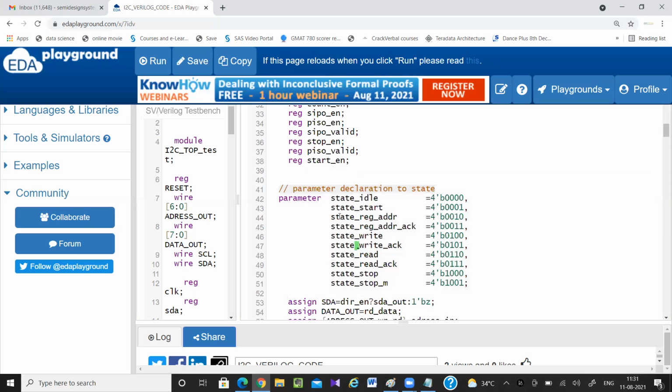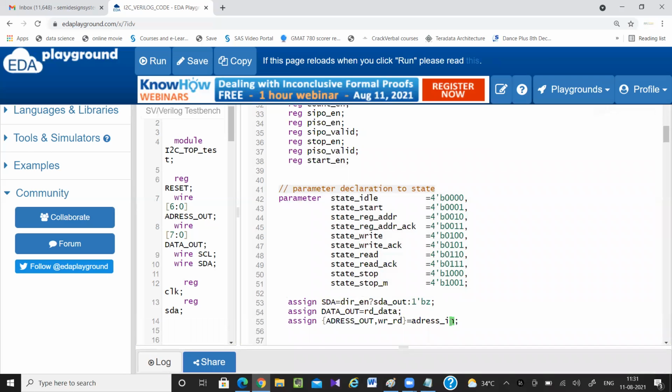These are all the states that I have explained. And this part I will explain later. This is how to design a bidirectional data. This part I will tell later.